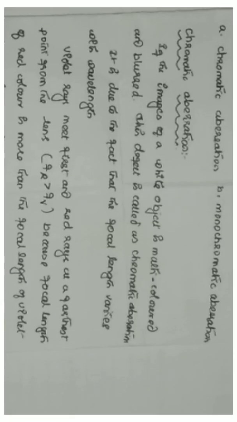If the image of a white object is multicolored and blurred, this defect is called chromatic aberration. It is due to the fact that the focal length varies with wavelength. That is, violet rays meet first and red rays at the farthest point from the lens.